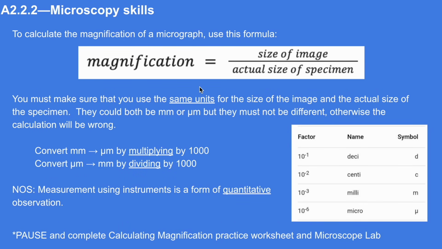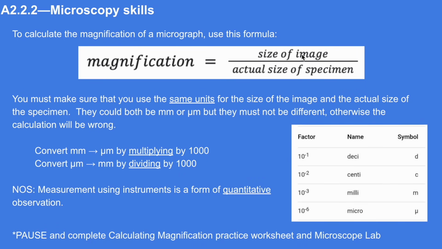Okay, so here's the trick with magnification. Whatever you are given to measure with the ruler always goes in the numerator, okay? And you always want to measure it in millimeters, then multiply that value by 1,000 to get it into micrometers, okay? So if you measure something that is 10 millimeters, multiply it by 1,000, that means it's 10,000 micrometers.